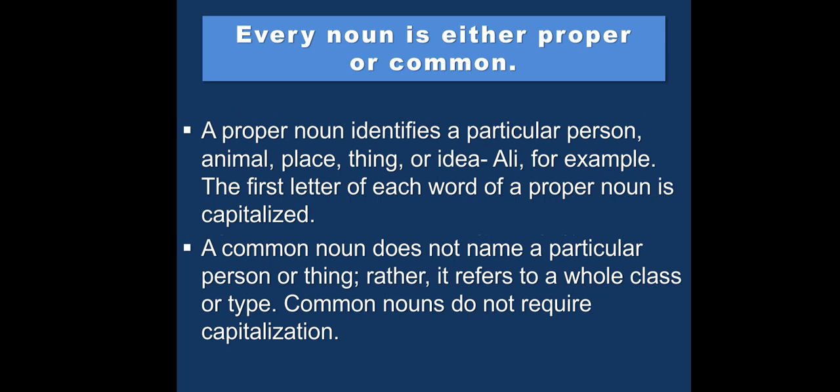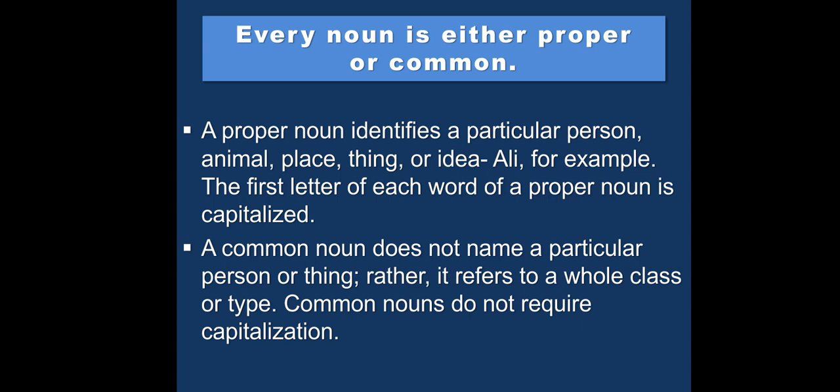Every noun is either a proper noun or a common noun. A proper noun identifies a particular person, animal, place, thing, or idea, like Ali, for example. The first letter of each word of a proper noun is capitalized. So a proper noun starts with capital letters. I will share an example with you.